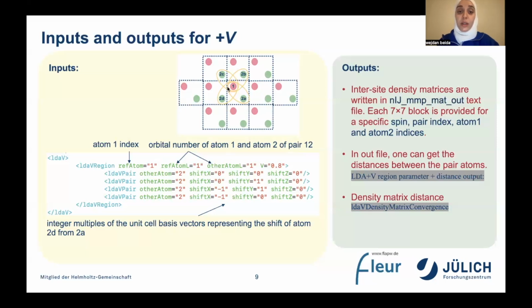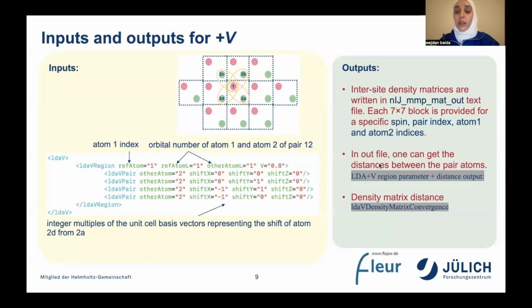So we say that in the first unit cell, we have this 2A atom, and we would like to know how this 2B atom is shifted from the 2A atom. And these are the integer numbers multiplied by the unit cell basis vectors, which are represented here. As an output, you would get an NIJ MMP out file, a 7x7 block, each for a specific spin and atom 1, atom 2 indices.